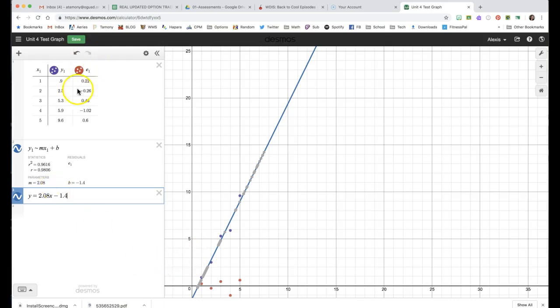Okay, I'm going to go ahead and undo the residuals. Well, what are all these dots? Okay, so there is the answer to A, the least squares regression line.